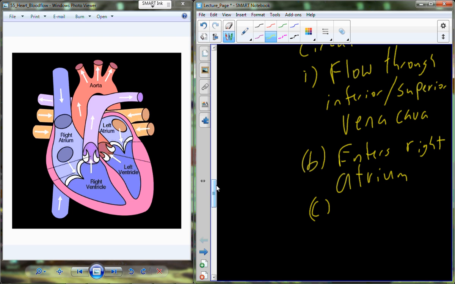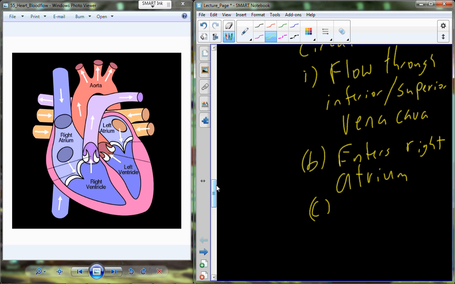Okay? And as it begins to fill up with blood, we're going to induce contraction through the electrical conduction system, and we're going to talk about that a little bit later. This is going to begin to reduce the volume of the atrium. The amount of blood remains the same, but the atrium begins to collapse down. And whenever we reduce the volume of a container, like the atria, we increase the pressure experienced by that container.